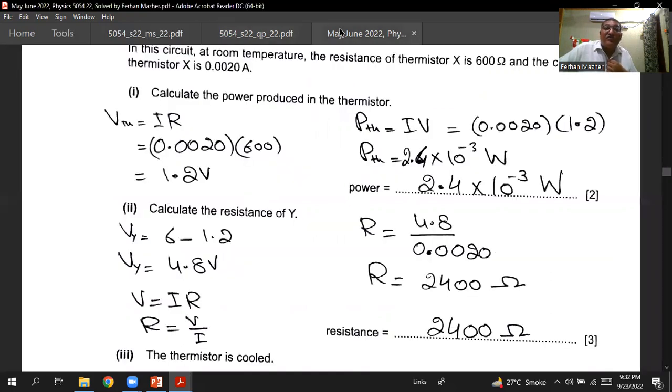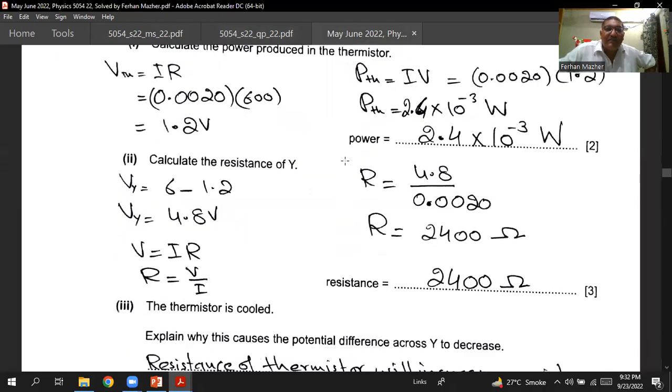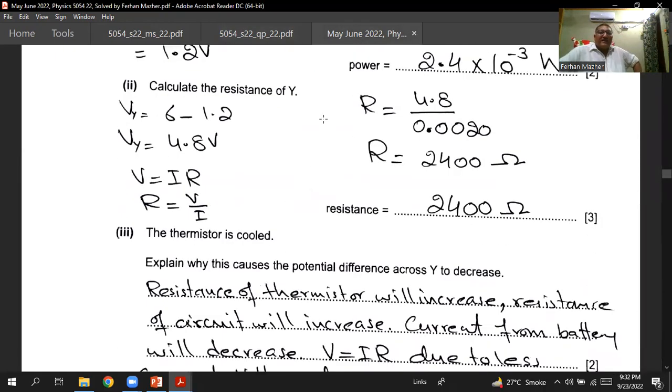It has used how much volt? It has used 1.2 volt. So the voltage for the Y will be 6 minus 1.2 volt. Once I know the current flowing here, I know the voltage drop on the Y, then I can calculate the resistance of the Y, very simple, easily. To calculate the resistance of the Y, the voltage drop across the Y will be the EMF minus the voltage taken by the thermistor.